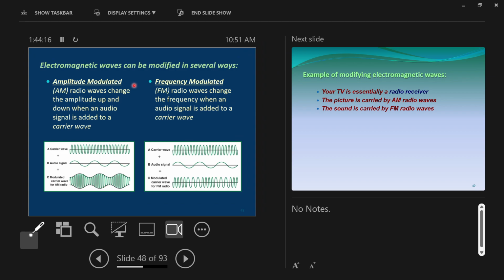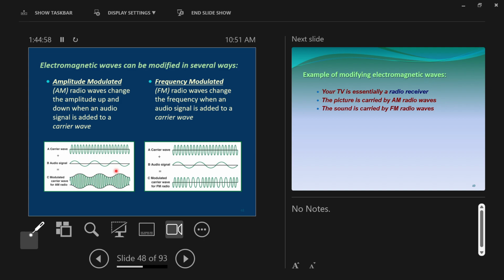Electromagnetic waves can be used effectively. We can modify electromagnetic waves. For example, you probably have heard of AM and FM radio waves. You're about to learn what they mean. AM radio waves take a radio wave and modulate the amplitude. So the radio wave is the wave, and then you add on top of it an audio signal that changes the height of the wave at different points. So you can carry an audio signal within a radio wave.